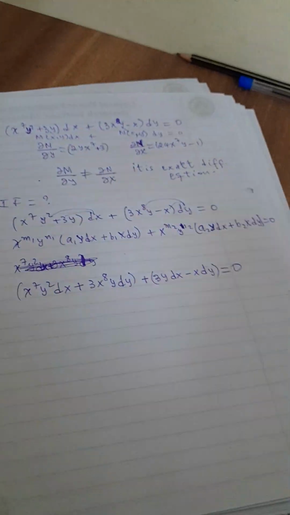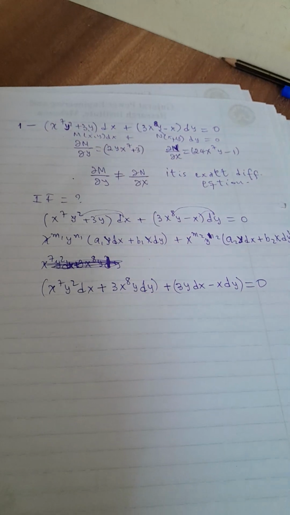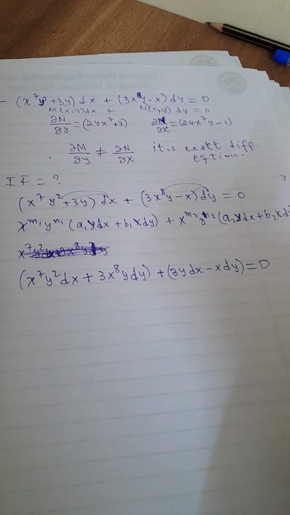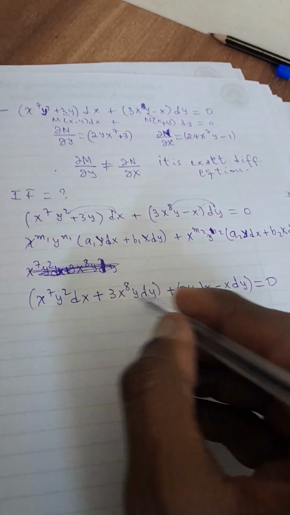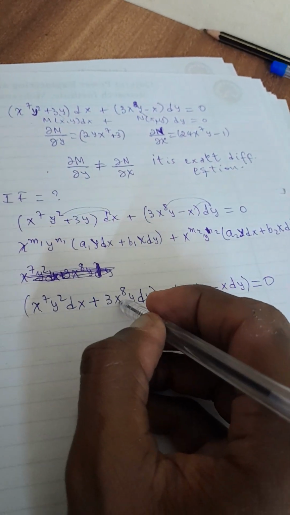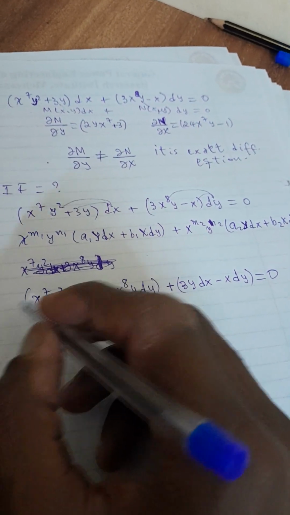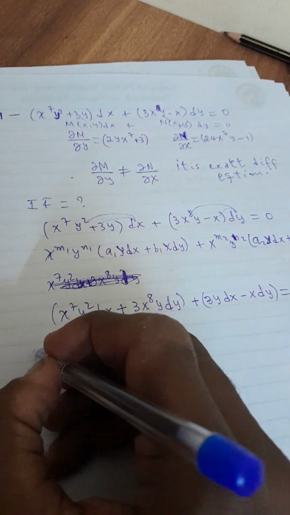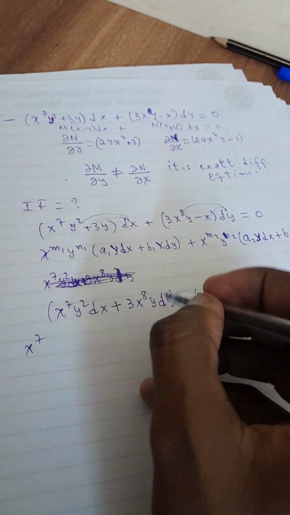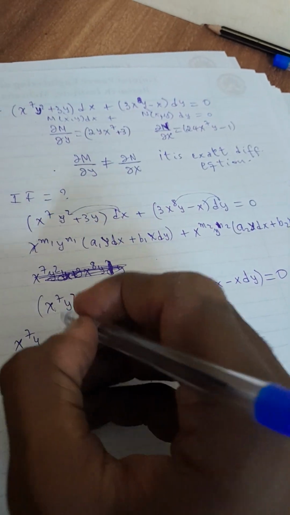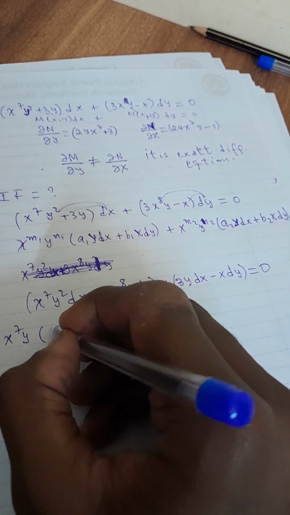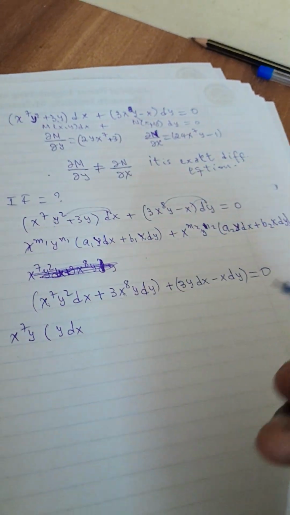It's nice. So the point here is just trying to do whatever you can. Now here if you see, you can take out x raised to 7 as the common factor here. And here you can take out y only. So what will remain here is y dx.